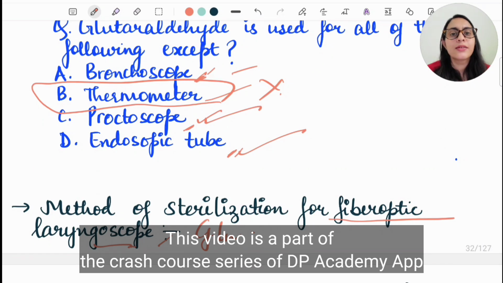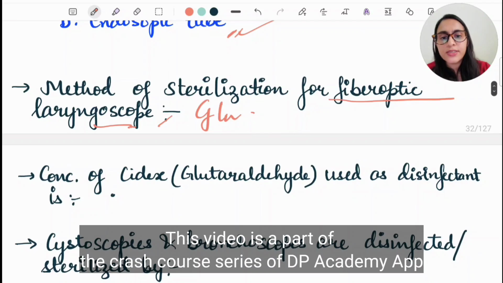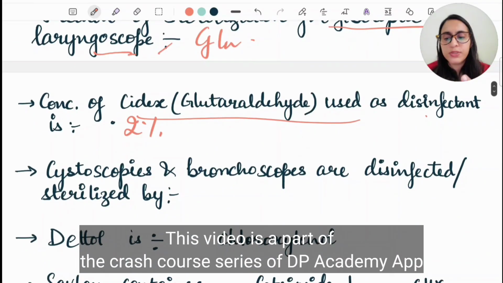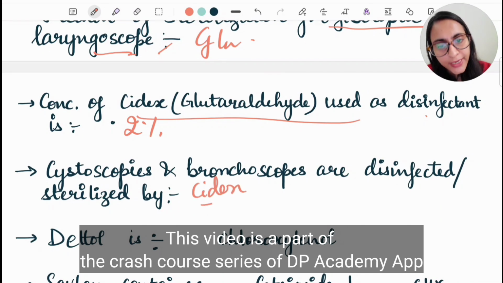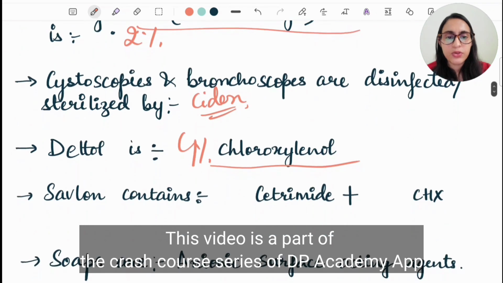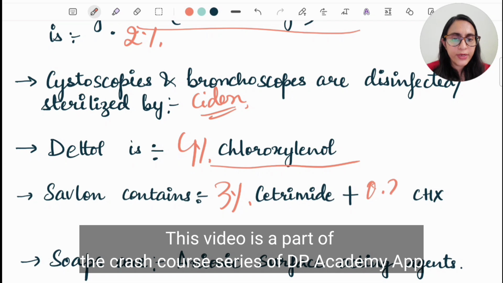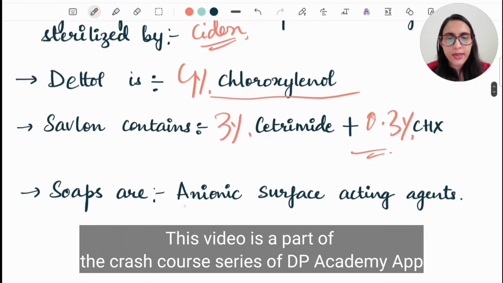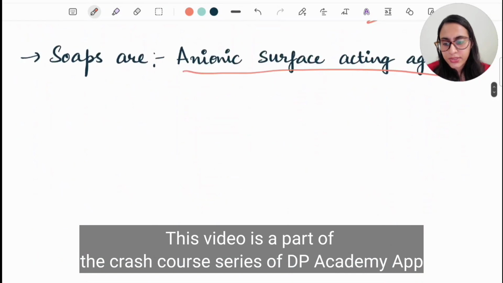The 2% glutaraldehyde used for disinfection is Cidex. So the concentration of Cidex used for disinfection is 2%. Cystoscope, bronchoscope, all the scopes are disinfected by glutaraldehyde. Either 2% glutaraldehyde is given in the option, or they can also give Cidex. So you have to see what is given in the option: glutaraldehyde, Cidex or 2% glutaraldehyde, all are correct options. Dettol is 4% chloroxylenol, terpineol. Savlon contains cetrimide 3% and chlorhexidine 0.3%. Very easy. Soaps are anionic surface acting agents.